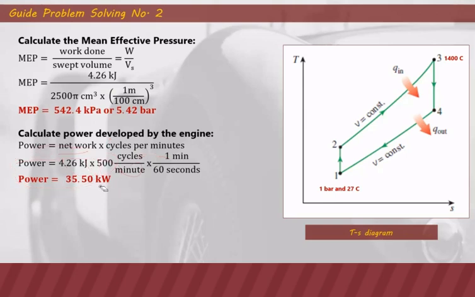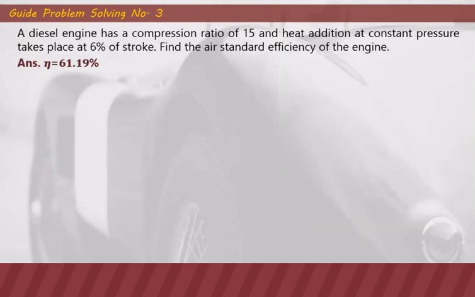So that's also a substantial amount of power. That is how you solve the different quantities for an Otto cycle.